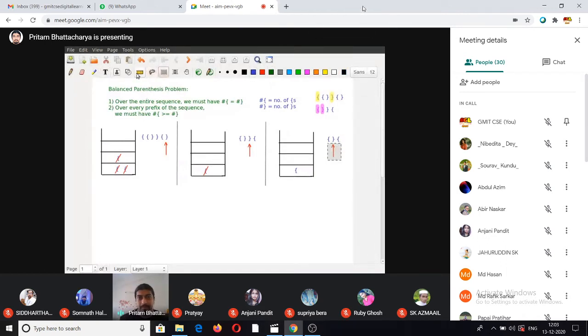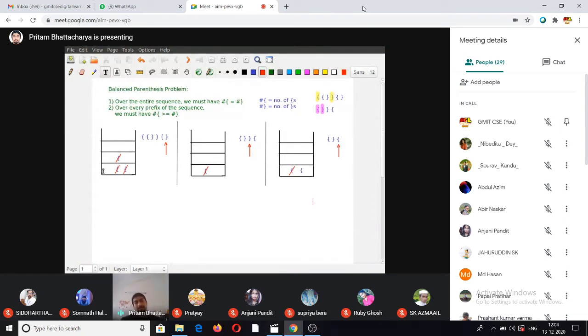Now I have a closing parenthesis, so I pop off this opening parenthesis. And advance the pointer. Now I have another opening parenthesis, so in the stack, I push in this one. But now I have reached the end of the string. I have completely scanned the sequence of parentheses, but I find that at the end of it, the stack is not empty. That is, I have some additional opening braces lying on the stack.